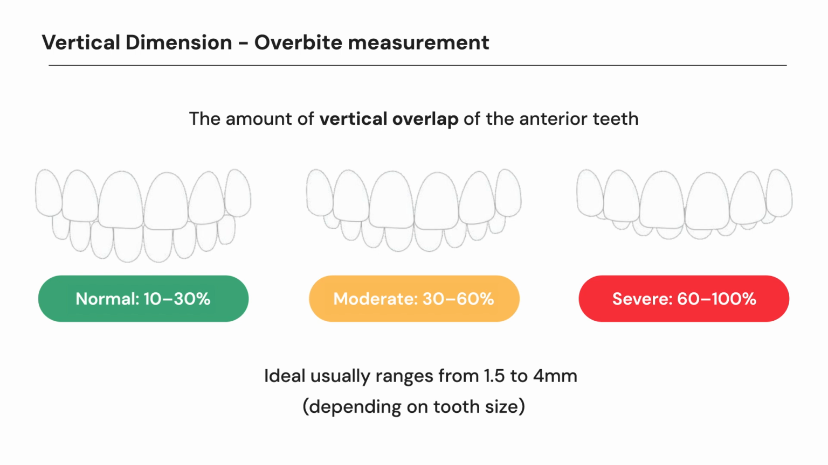Well, an orthodontist is going to measure that in percent, and they'd say that normal is 10 to 30, and somewhat abnormal is 30 to 60, and then anything above 60 is severe, so 60 to 100, but in essence, that could be more than 100, because when they measure percent, they're measuring the amount that the lower teeth, the incisors, the lower anterior teeth, are covered by the upper teeth.